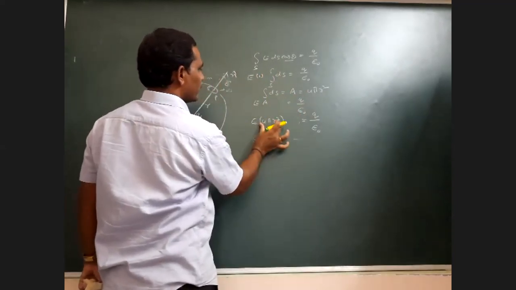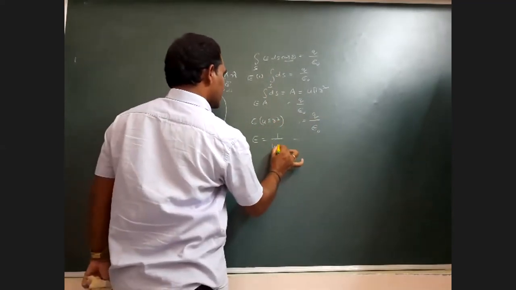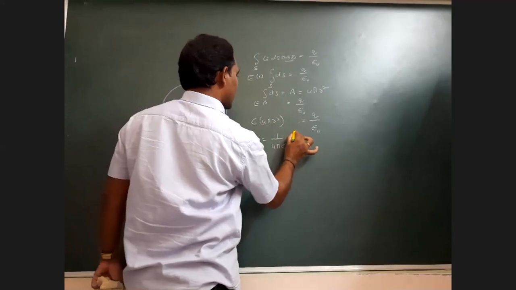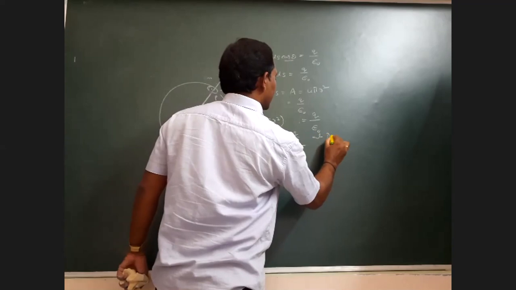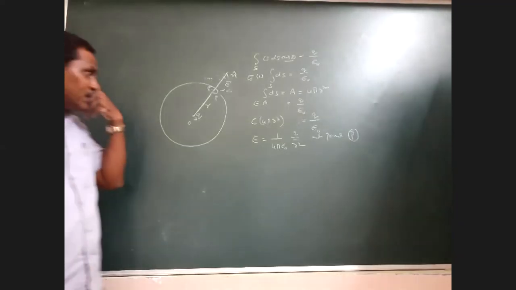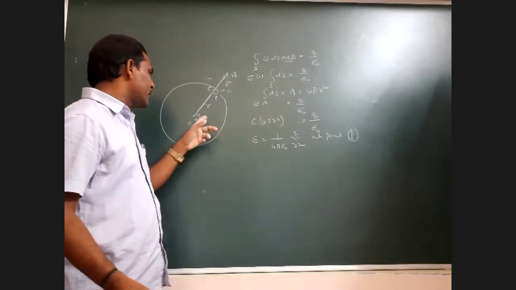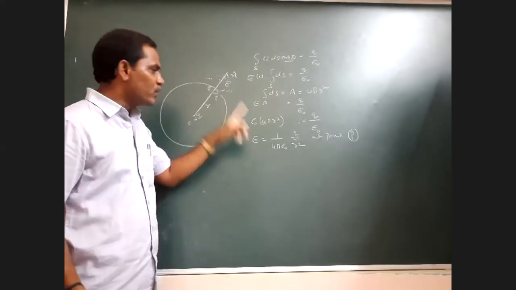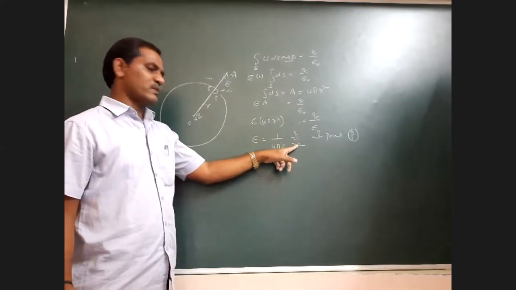E into 4 pi r square equals Q by epsilon naught. Then we get the field strength 1 by 4 pi epsilon naught Q by r square at the point P. Using Gauss law, we derived the expression for electric field strength at the point P. We got E equals 1 by 4 pi epsilon naught Q by r square.